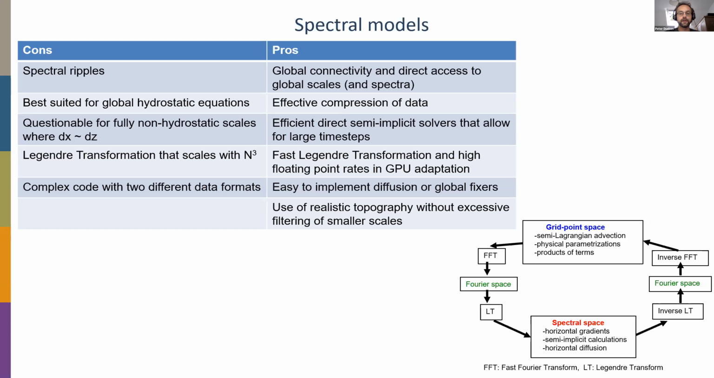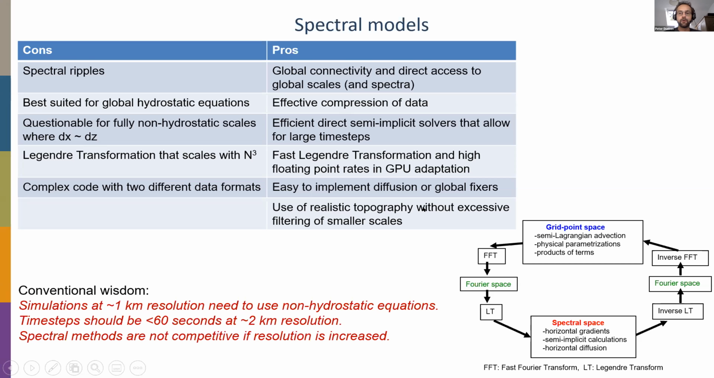Therefore, we're going to work with this FLT, the fast Legendre transformation, in all the simulations, all the high resolution simulations that I'm going to show you. It's easy to implement diffusion and global fixers. And also the use of realistic topography without excessive filtering at smaller scales is quite doable.